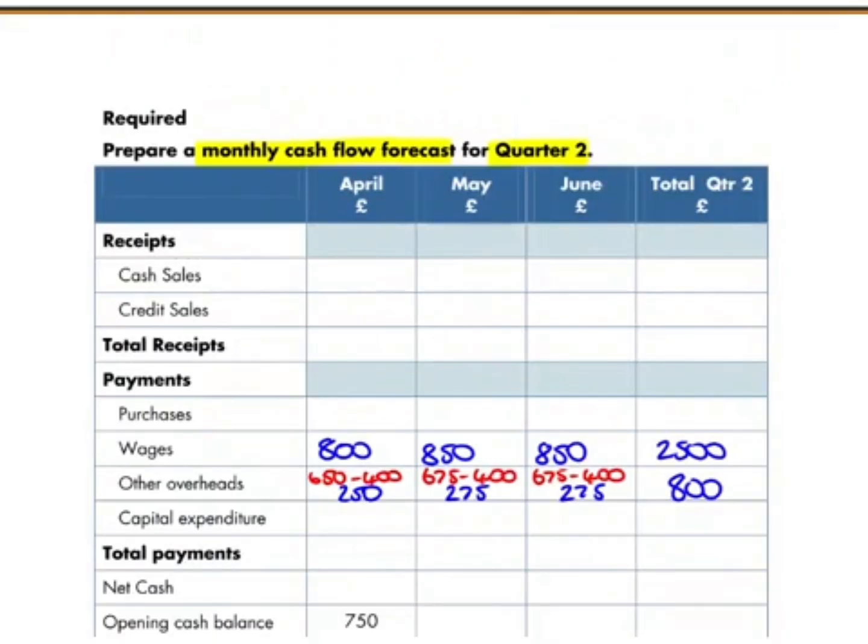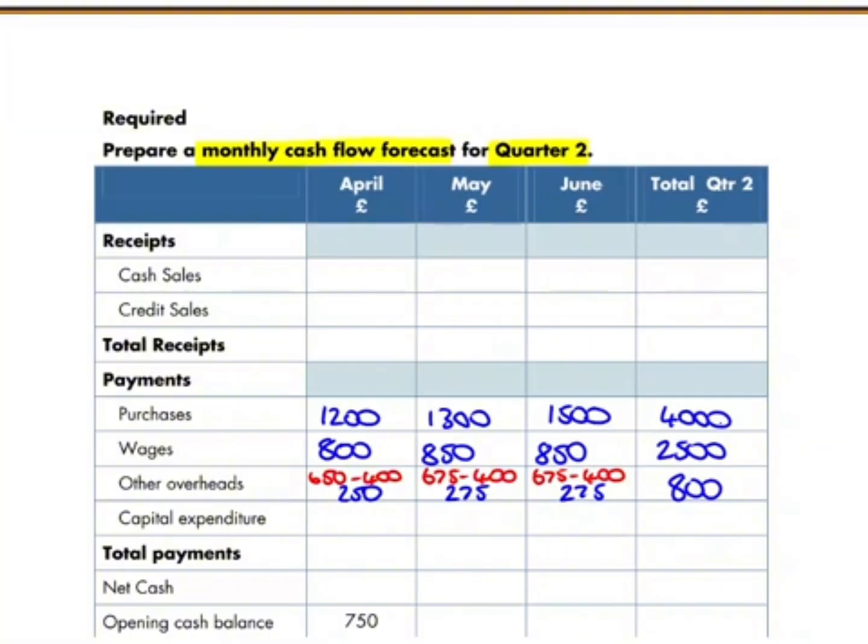So on our purchases row, we'll have £1,200 in April, which represents March's purchases, £1,300 in May, which represents April's purchases, and then £1,500 in June, which represents May's purchases. And that gives us a total cash outflow for quarter 2 of £4,000.